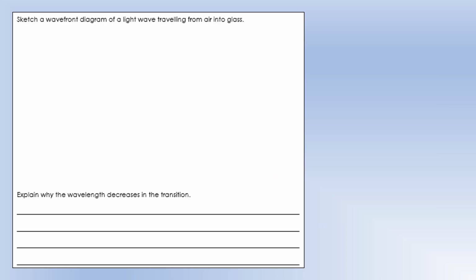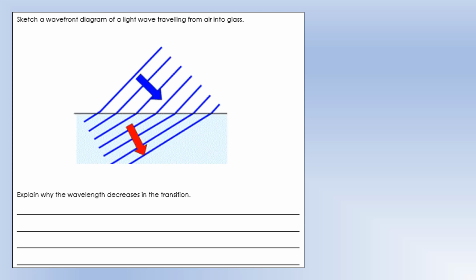Okay, so next we want to sketch a wavefront diagram of a light wave travelling from air into glass. So here is my diagram. So this is the one process where we are going to see the wavelength changing. In reflection, diffraction, the rest of it, the wavelength hasn't been changing. So here we can see when it goes from air into the glass, we've shortened the wavelength, and we're going to look at why that is in a second.